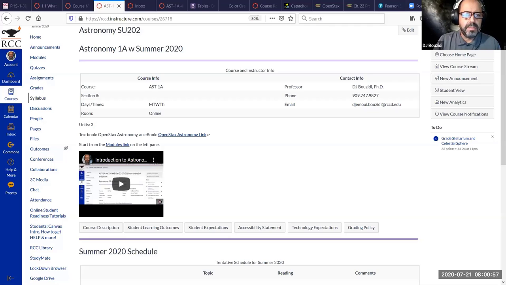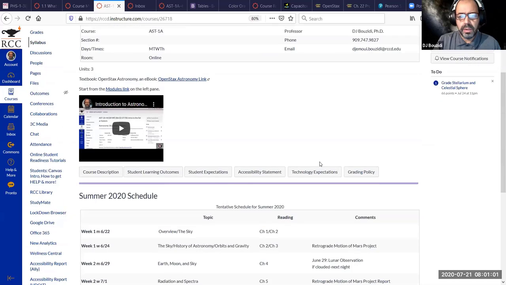So let me go back and share the screen onto where I was. Okay. So this is basically, from my perspective, looking at the course to see where we stand in general.